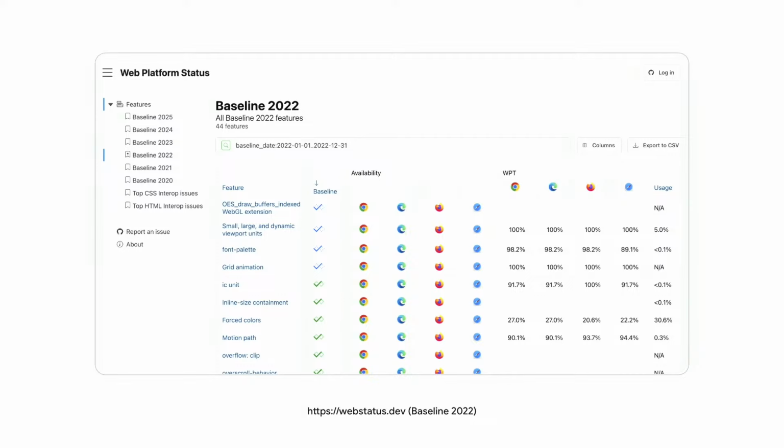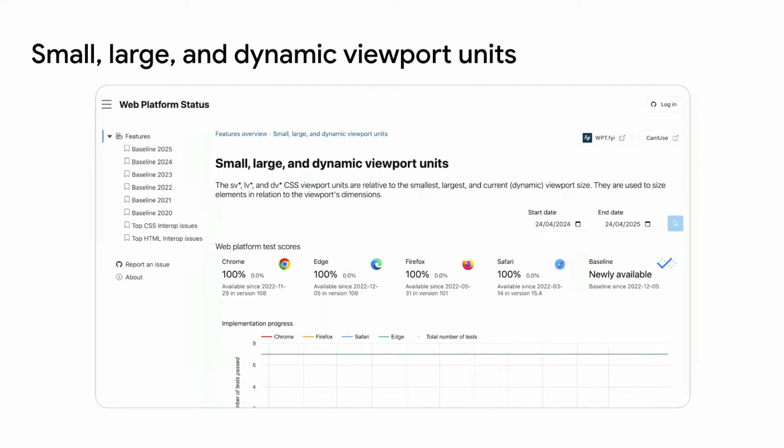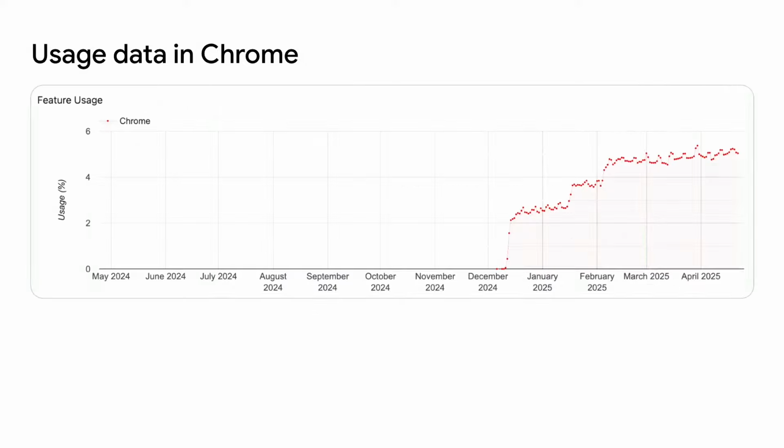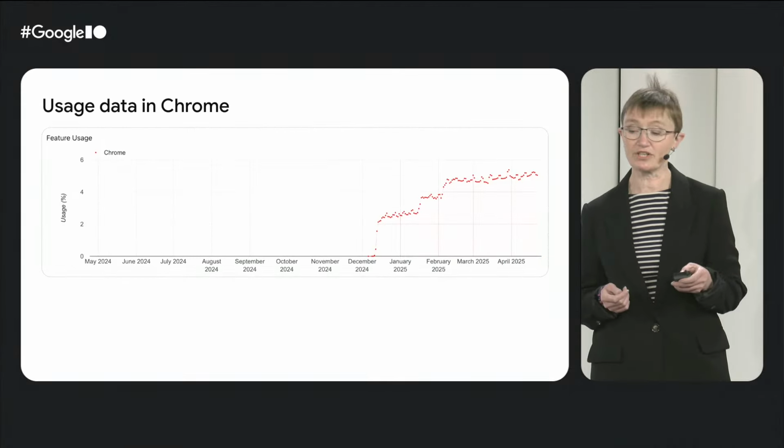For more information on the features that you get by moving your baseline target forward, you could head to the web platform dashboard and select each baseline year to browse the features. While you're there, you could look at individual features. For example, if I was interested in the small, large, and dynamic viewport units, they're part of baseline 2022. And on the feature page, I can see when they were implemented in each browser. I can scroll down and see adoption information for the feature in Chrome. Now, this data starts in 2024 because that's when a use counter was added for the feature, so you could see how many people are adopting it. But you can see how over the course of this year, developers increase their use of the feature.